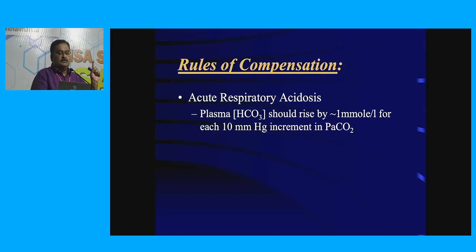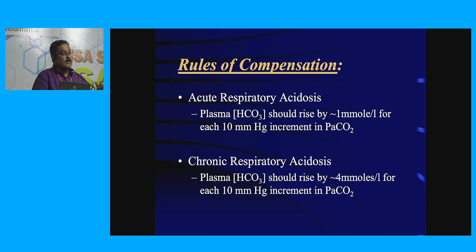Now coming to respiratory acidosis, you have to remember the 1-4 formula. For every 10 millimeter mercury increment in PaCO2, the bicarbonate will increase by 1. That means for every 1 millimeter mercury increment in PaCO2, the bicarbonate increases by 0.1. In chronic cases, it becomes 4. So this is the 1-4 formula for respiratory acidosis.